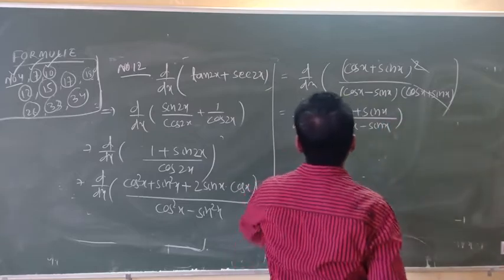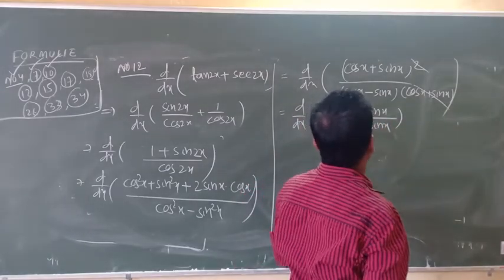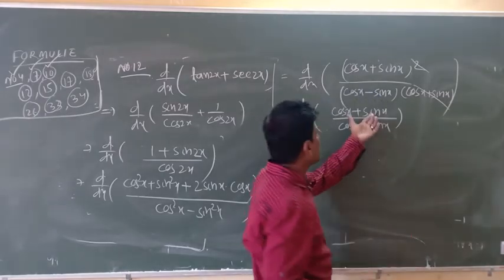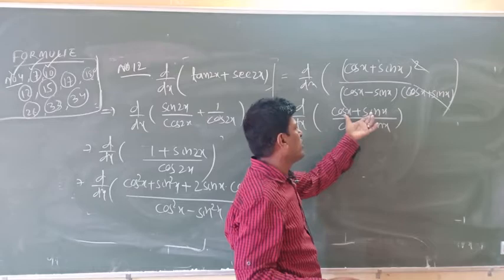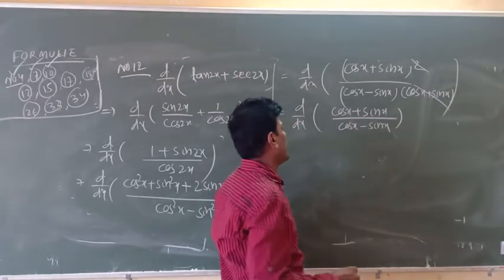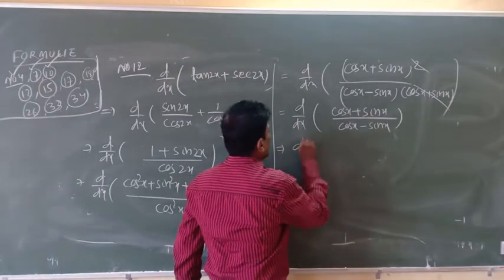Look, this is d by dx of (cos x plus sin x) divided by (cos x minus sin x). The numerator part is cos x plus sin x, and the denominator part is cos x minus sin x. Look at how to solve this.